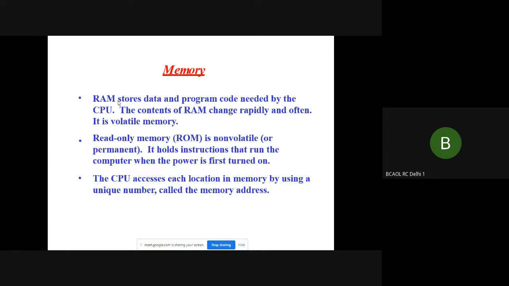But in dynamic RAM, what is there? There are capacitors in the dynamic RAM. What do capacitors do? Like you have your refrigerator in your home, right? Or an iron in your home, or geysers in your home, right?